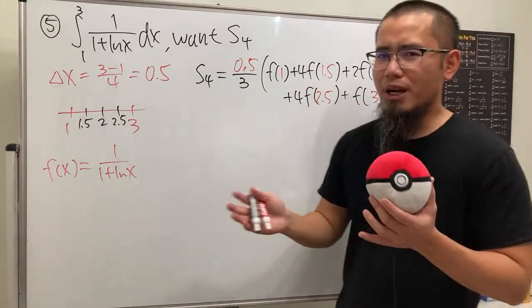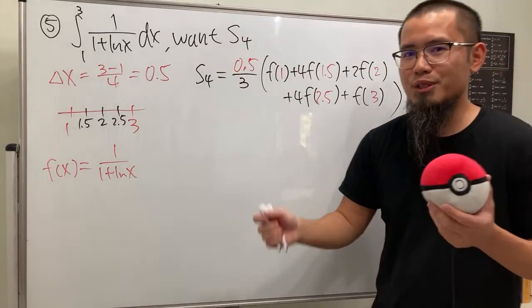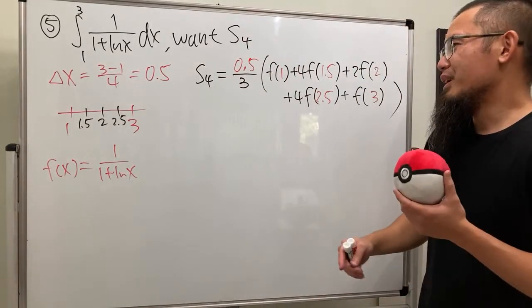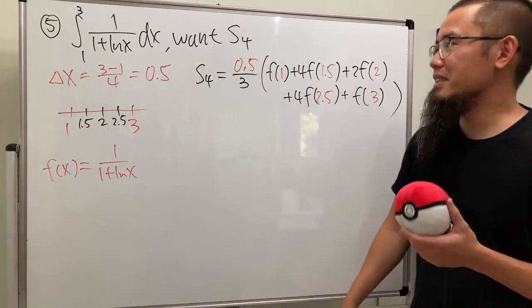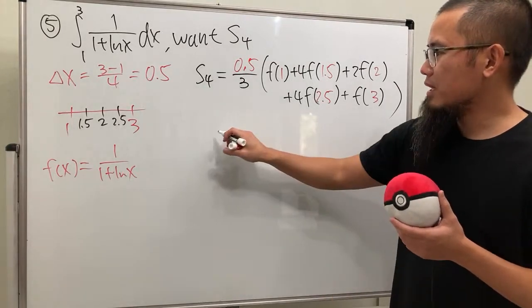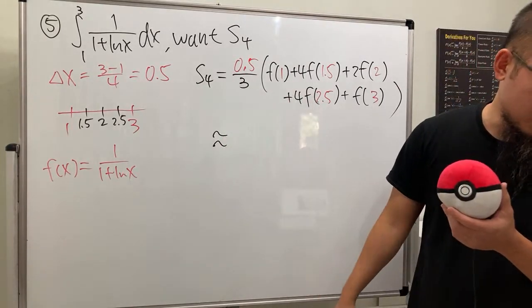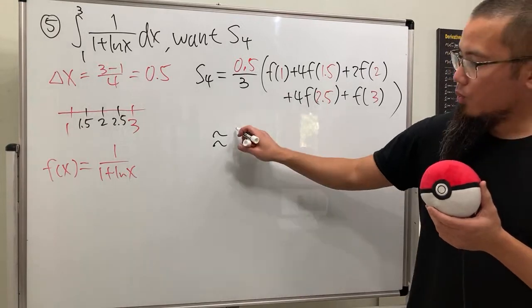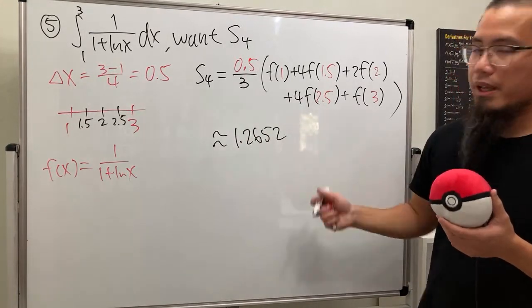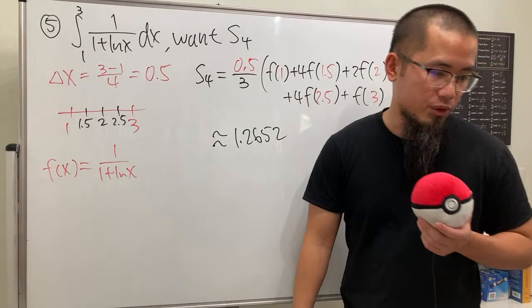Of course, usually I don't ask something like S10 because that would be just too bizarre to compute. So 4 is a good number, or maybe sometimes 6. Anyway, just work this out on the calculator. It's a straightforward computation, and you will get approximately 1.2652. And that's how you work out a Simpson's rule question.